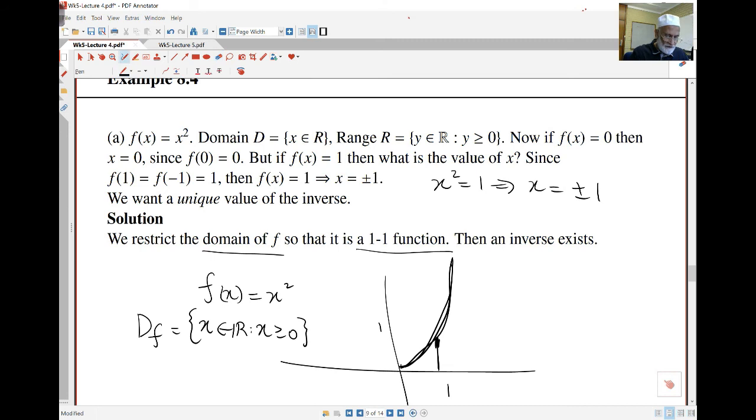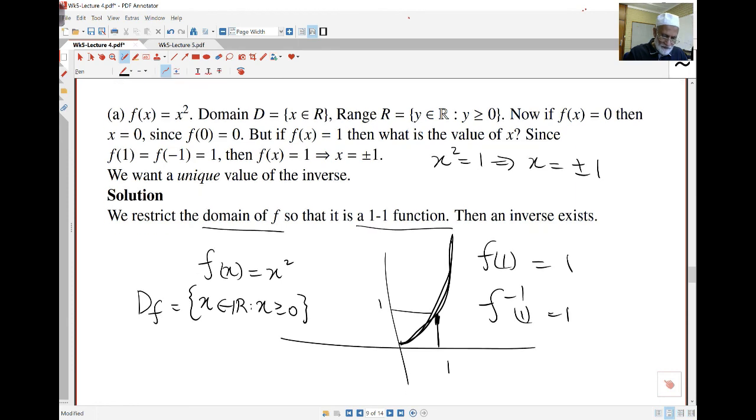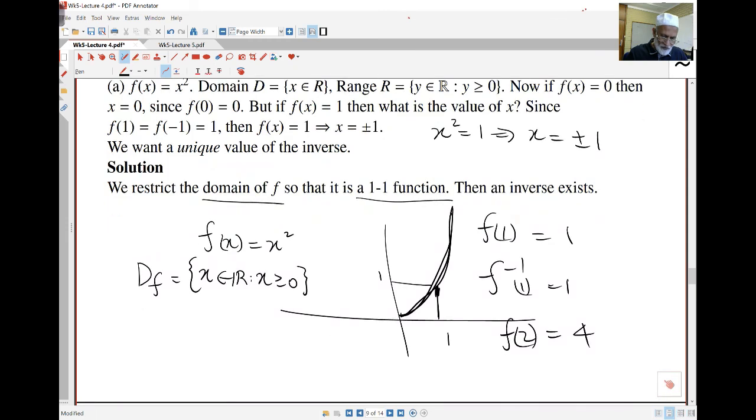So I've changed my function from something that was not one-to-one, in other words, I had two values of x giving me the same value of y, to something that only gives me one value. So in this case, if I've got f(x) equals x squared, f at 1 equals 1, and so the inverse at 1 will give me 1. f at 2 equals 4, so f inverse at 4 will give me 2. And it's clear in this case that f inverse of x is the square root function.